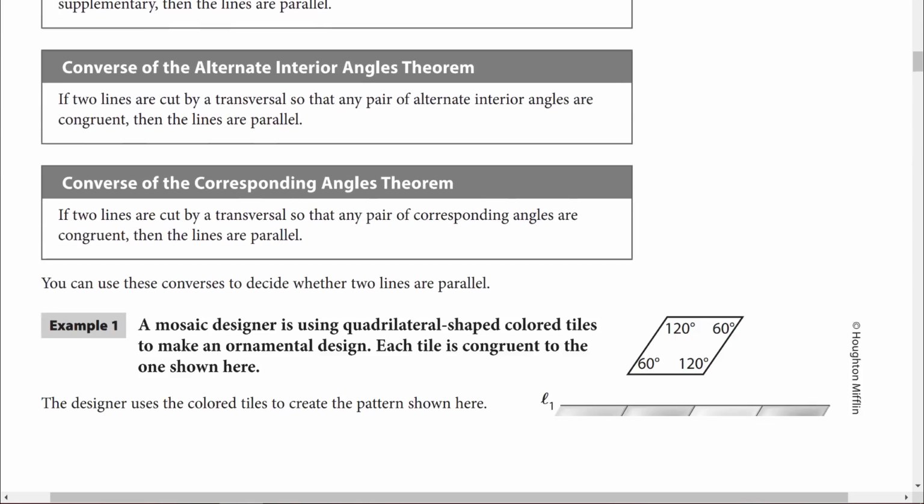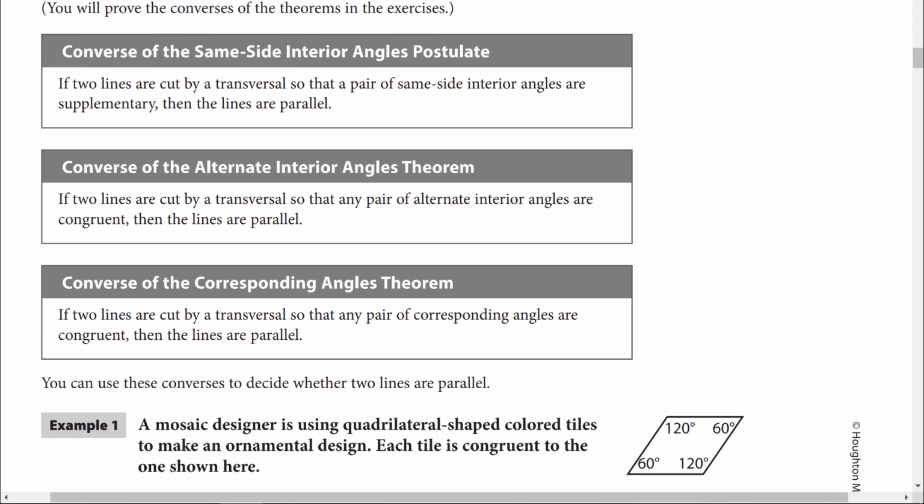So let's jump down to example 1. Here we have all these converses. If we have two lines cut by a transversal, that's just setting up our diagram, so that a pair of same side interior angles are supplementary. That's the part we're assuming. If the pair of same side interior angles are supplementary, then the lines are parallel. So if these two angles add to 180, the lines are parallel.